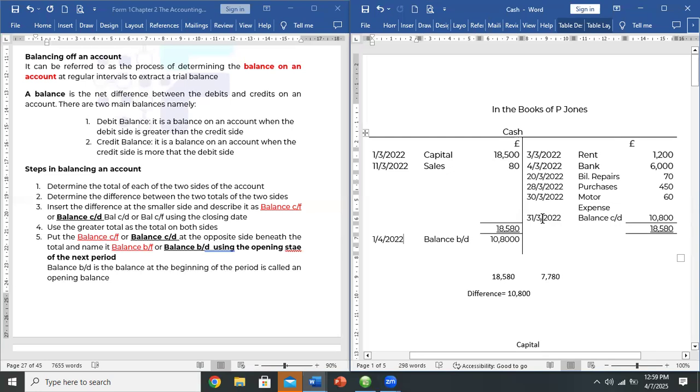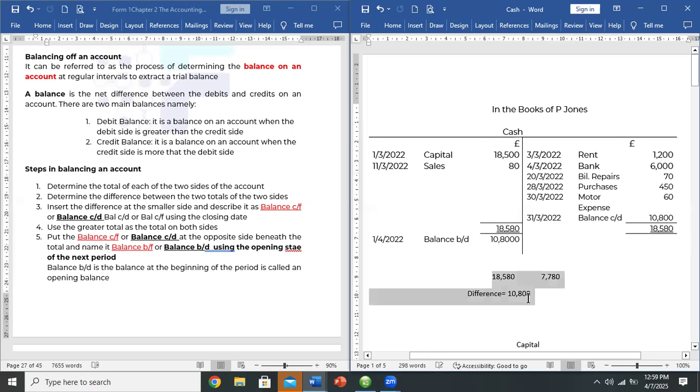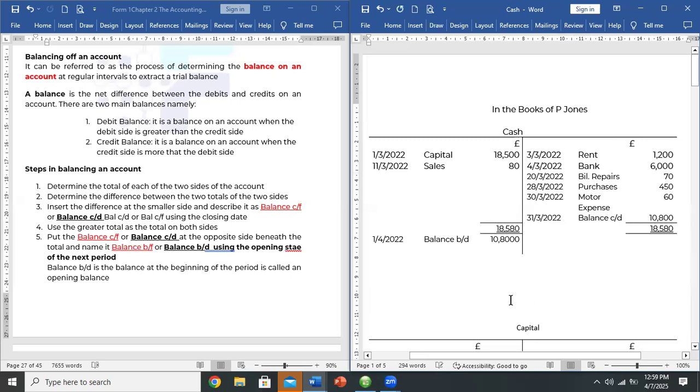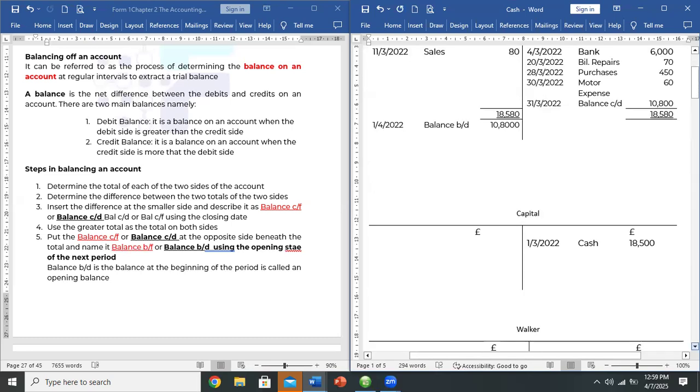After that, you total and insert your total, which always is the greater side amount, and then you bring your carry down to the opposite side under the total and call it balance brought down. Okay, any questions, professors? Okay, no questions. Let's see if we can balance the next one, which is capital, right?